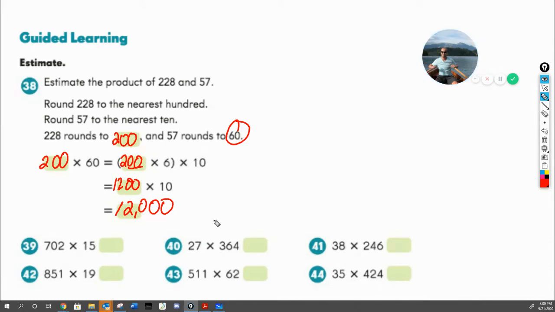Why don't you solve these, friends? Don't solve. I lied. Estimate the products of the problem below. I'm going to pause and do the same thing. Let's reconnect once we've both done our work. Pause now and we'll continue.